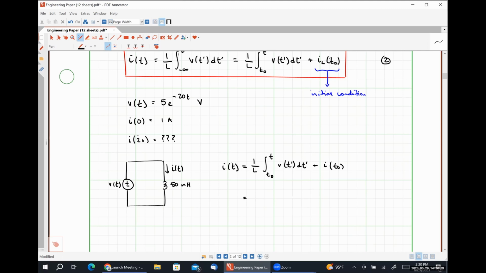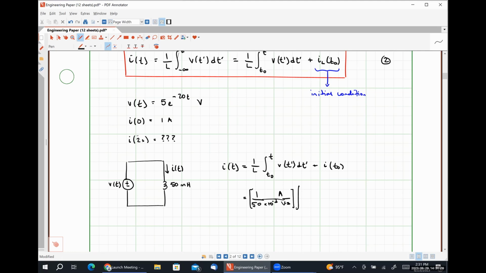So 1 over L is going to be 1 over 50. Since we're in millihenries, I'm going to get rid of the milli by putting a 10 to the minus 3 here. And we can recall that a henry is a volt second per amp. So the inverse of a henry is going to be an amp per volt second. So this is my 1 over L term.